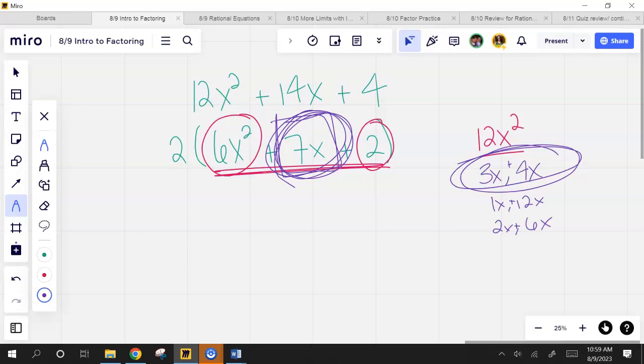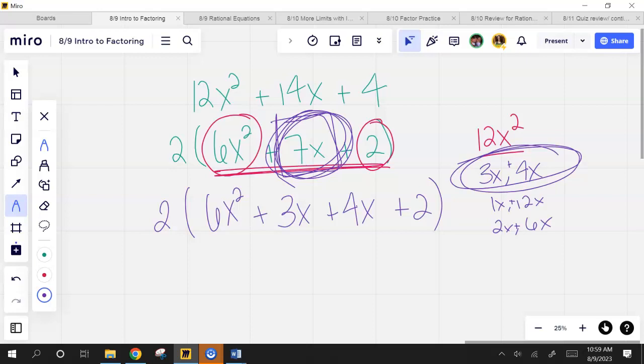Now, instead of writing 7x, I'm going to keep that 2 just trucking down here. I'm going to write 3x plus 4x plus 2. Is that the same thing? Sure, because we just said 3x plus 4x is 7x. I just wrote it a different way, right?